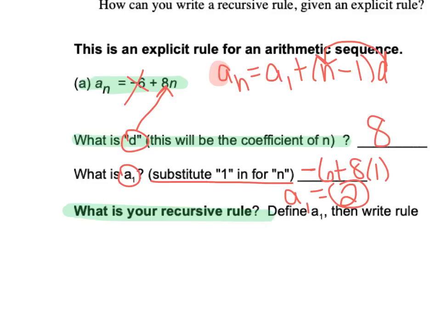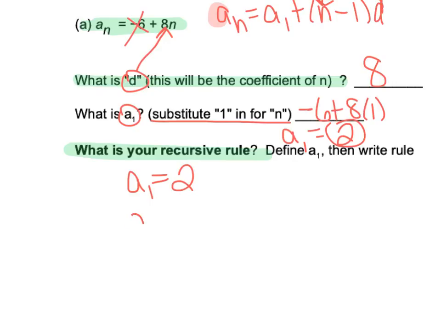Now we can write our recursive rule. Step 1, define a sub 1. I know a sub 1 is 2. Step 2, I write my rule. Any term can be defined as the term previous to it, a sub n minus 1, plus d. And we said that d is 8.